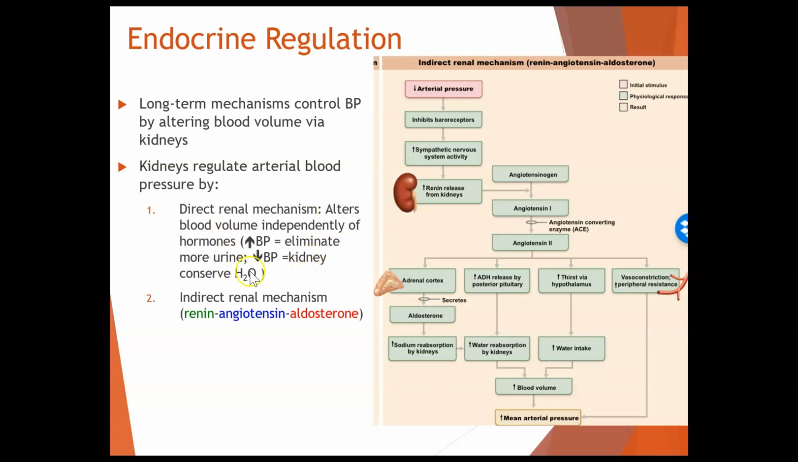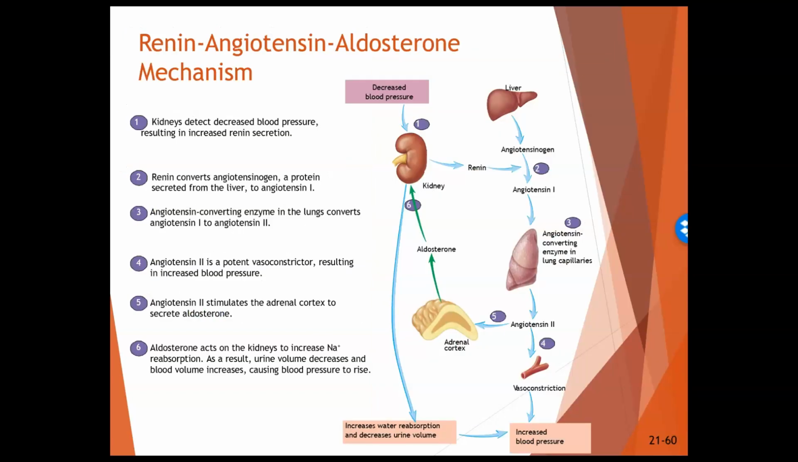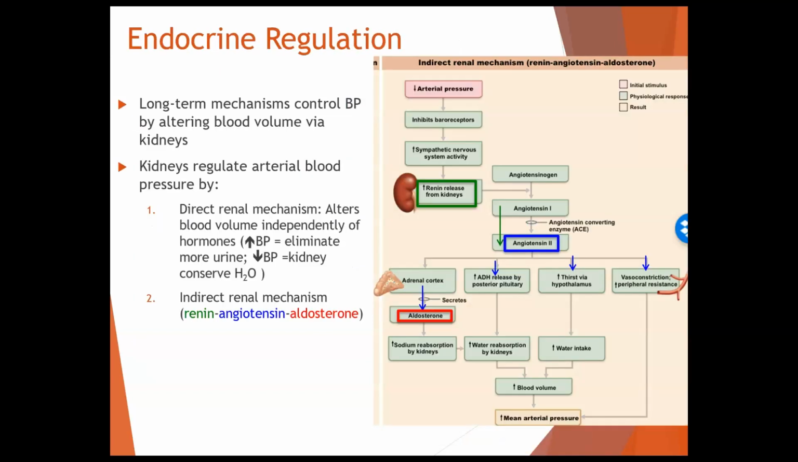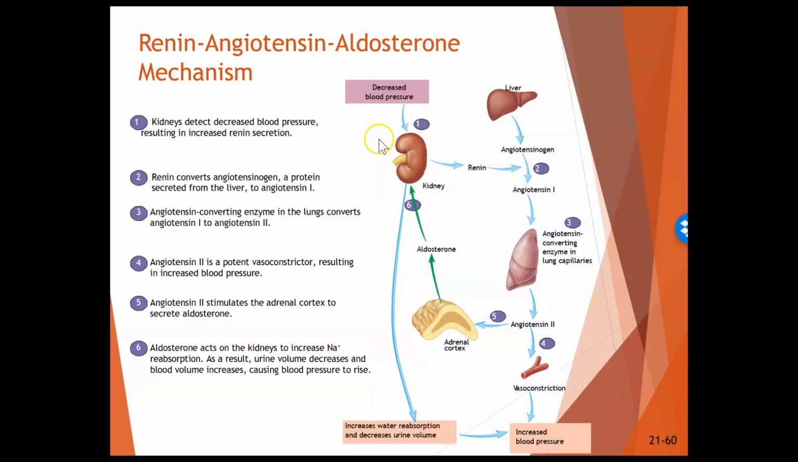And we're going to talk more about this in our urinary system. But the one we are interested in right now is this indirect renal mechanism known as the renin-angiotensin-aldosterone mechanism. So let's talk about that next. And I'm going to discuss that in this figure, even though if you want, you can reference back to this one as well. But the first thing we're going to see is that we have a decrease in blood pressure. We said we go over to the kidneys, and the kidneys secrete renin.